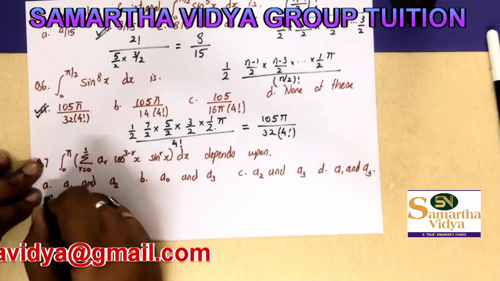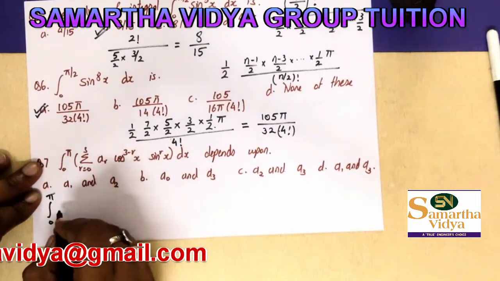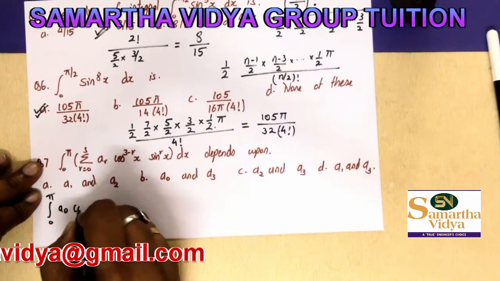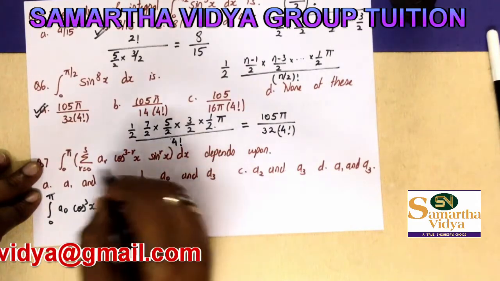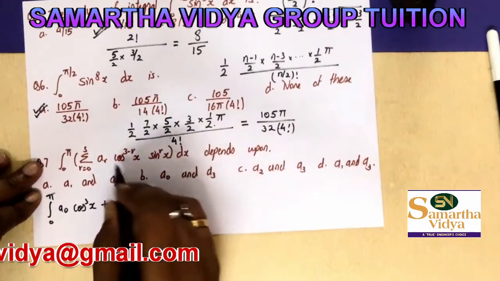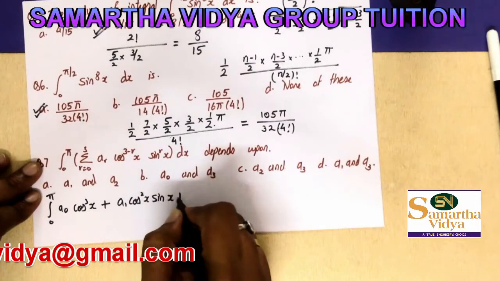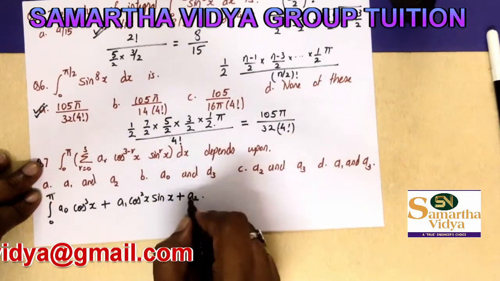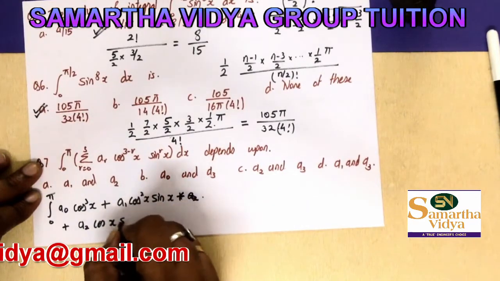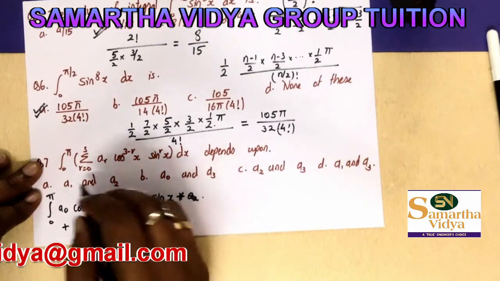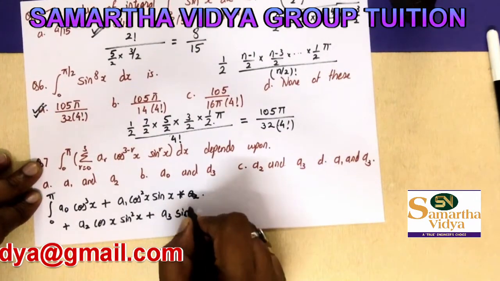So let us just expand this summation by substituting the values. R is first substituted as 0, so it becomes a0 cos cube x. Next, for r equal to 1, it becomes a1 cos square x sin x, plus a2 cos x sine square x, and the last one, for r equal to 3, is a3 sine cube x.